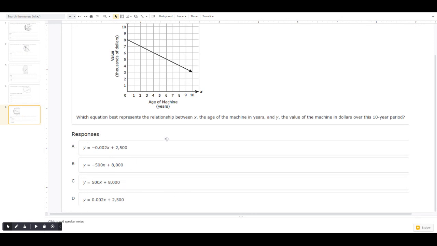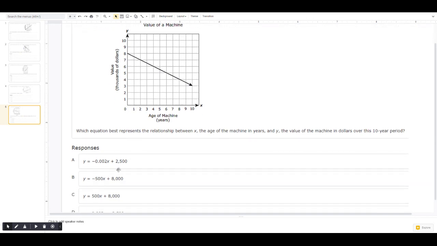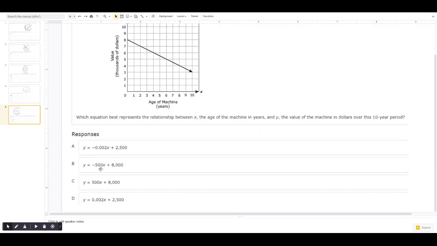So we go down and we get rid of A and we get rid of D right there. And then on this question, we actually don't even have to do any math at all. What type of slope do we have here? Would this be positive or negative? If it's going downhill, that would be negative. So that's going to have a negative slope. So you've got negative 500x or 500x as your answer choices that are left. It would be B, negative 500x plus 800 would represent the value of your machine through the years.